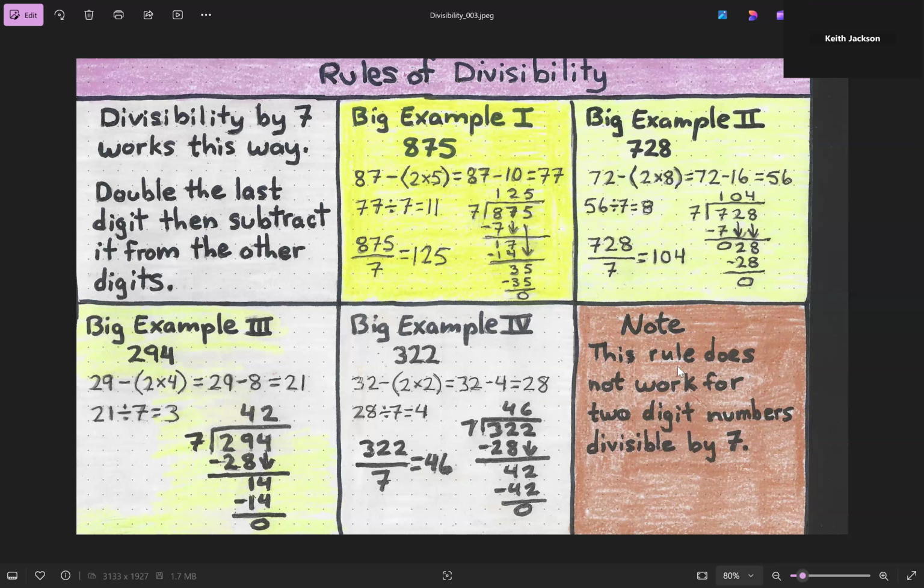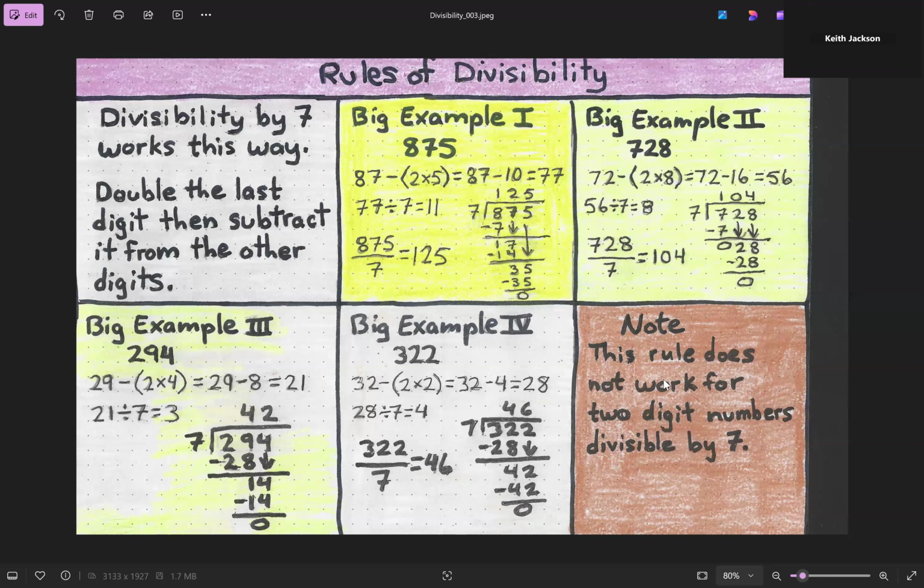And here's a note. This rule does not work for two-digit numbers divisible by 7, okay? What that means is you just can't use a two-digit number. You have to use a multi-digit number to see how this number is divisible by 7.